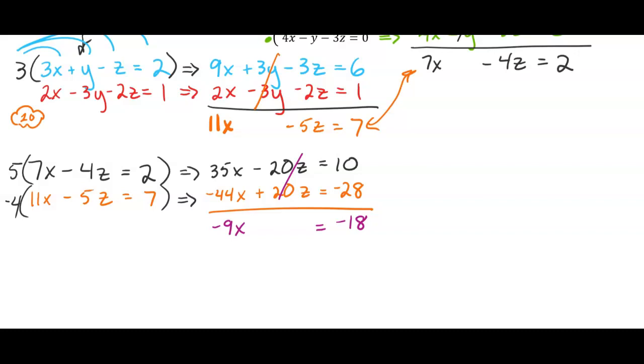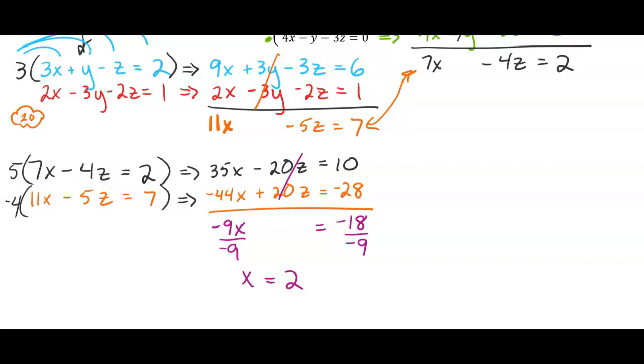So I'm going to divide both sides by negative 9, and I get x equals 2. Okay, so some of you are thinking, wow, that's a lot of work just to get x equals 2. You're right, it is. The good news is, because we still have to find y and z, it's a lot easier to find the y and z.